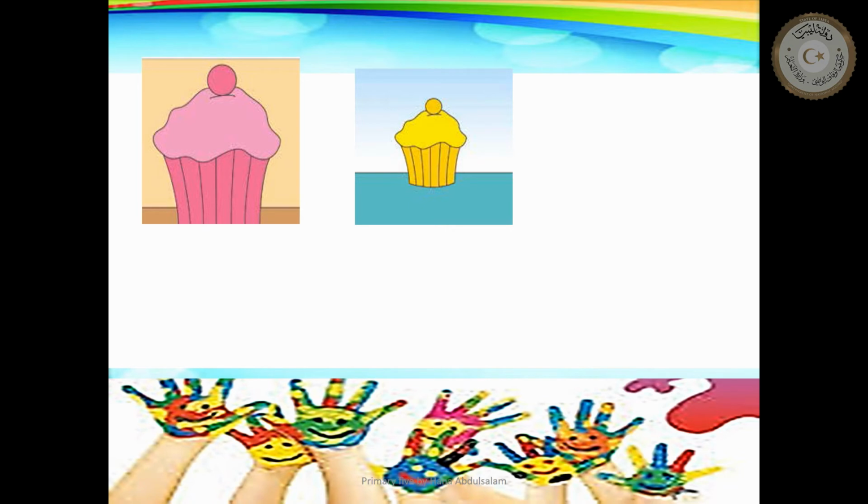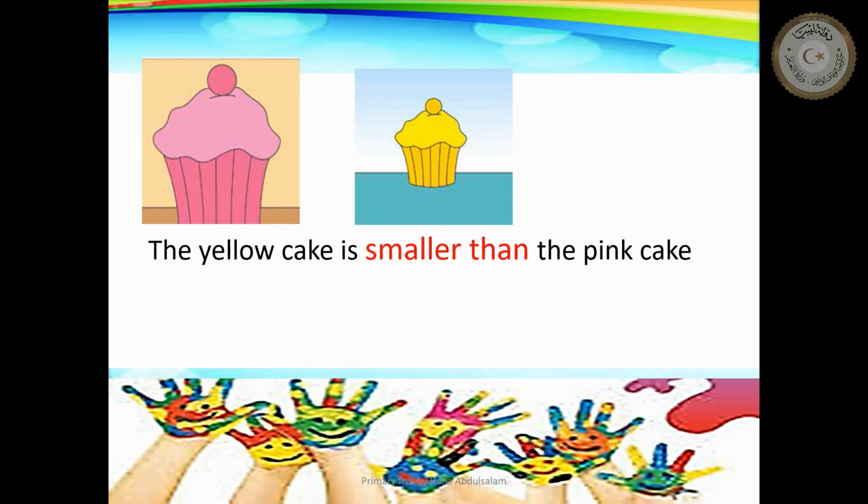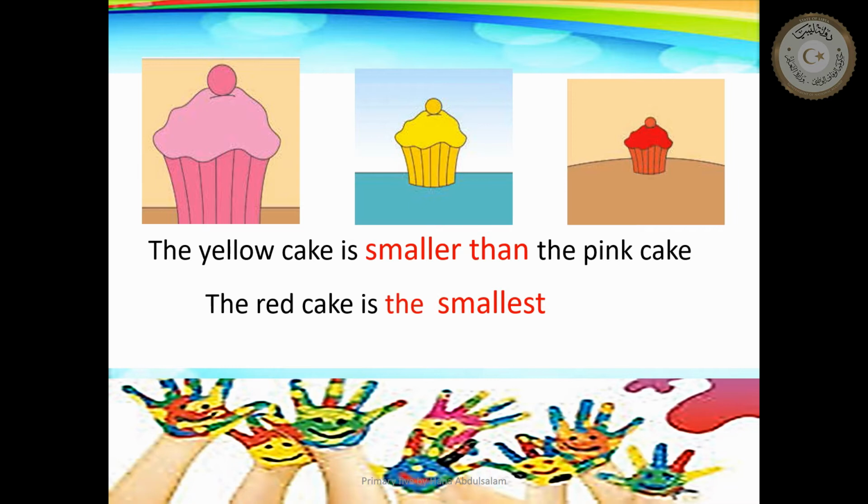Now we need to compare between cakes but with other adjectives. So here we have yellow cake. Is the yellow cake bigger or smaller? It is smaller. So the yellow cake is smaller than the pink cake and the red cake is the smallest.